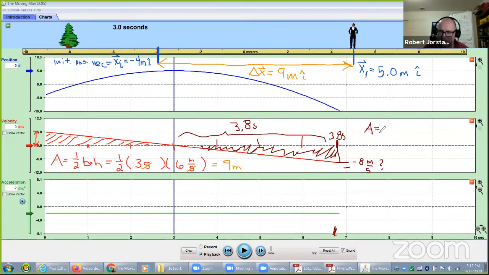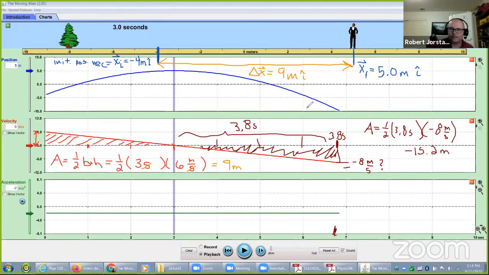The area should be, let's see, 1/2, 3.8 seconds, and then -8 meters per second. All right, so I got to get a calculator. I don't know about you. I'm not doing that in my head. So 0.5 times 3.8 times, what was it, -8? I got -15.2 meters. Hopefully you did as well.